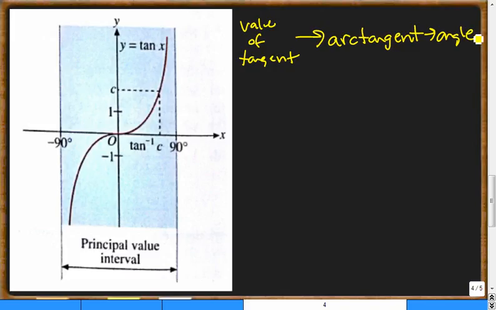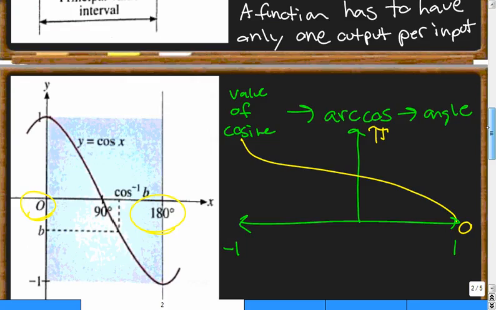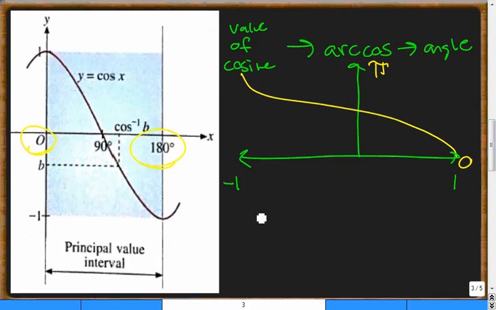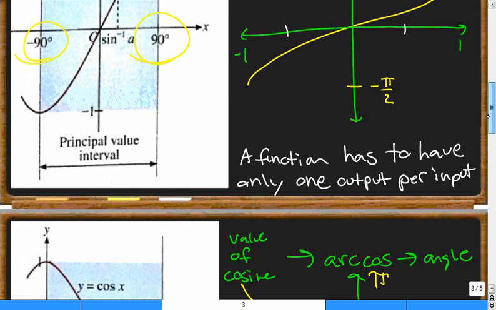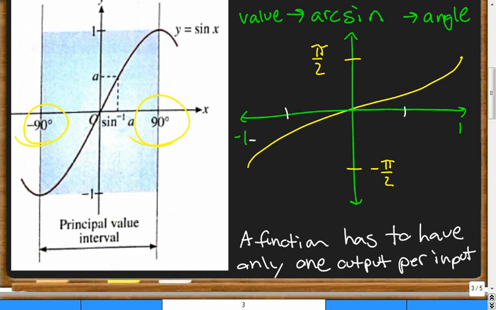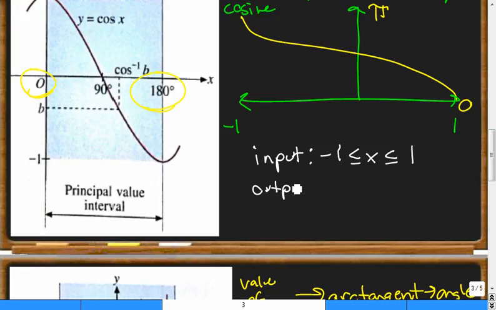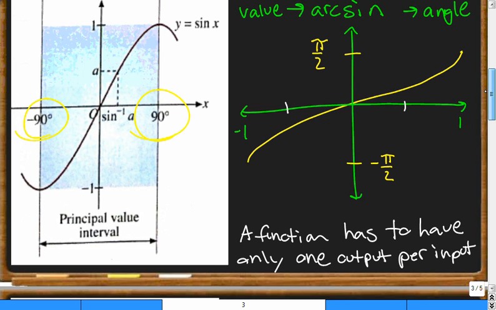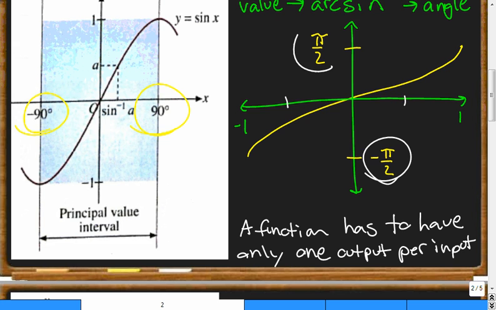Now, here's the thing. With the other answers, our input into arcsine could only be between -1 and 1. And for arccosine, same thing. We can only go from -1 to 1. And our output was a little different. So this output we could only get from 0 to pi. For this one up here, our output was going to be from -pi/2 to pi/2.